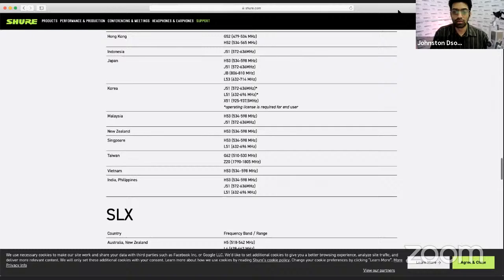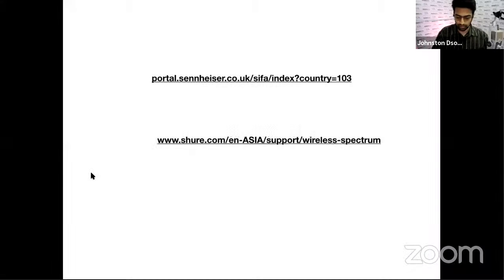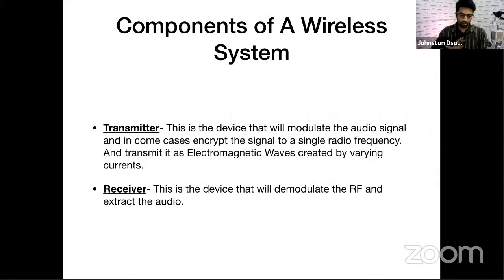Okay, so let us get back to our presentation. Till now we know what radio frequencies are, how they propagate, and some of their properties. And now we have seen where in the radio spectrum they lie and which frequencies we use in our country. Is that all clear?